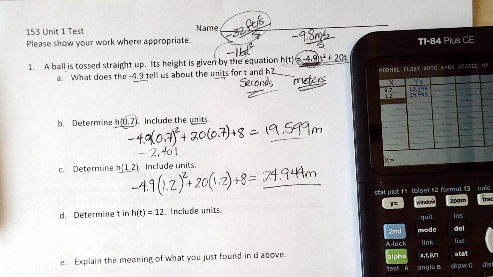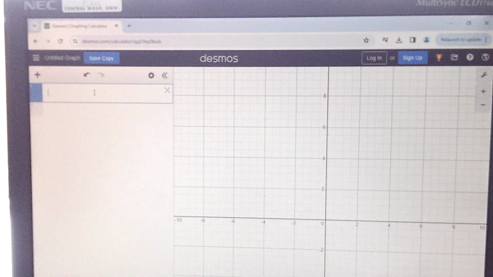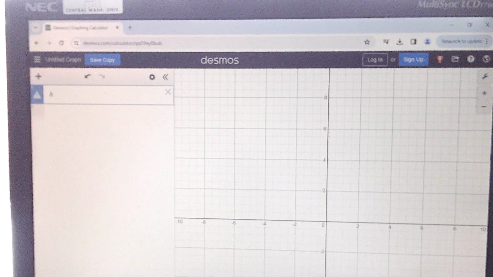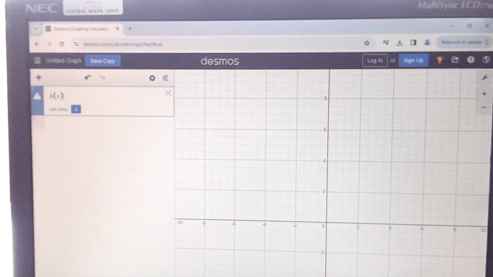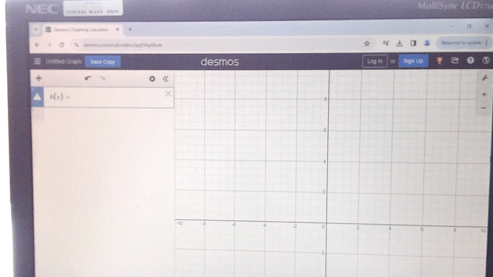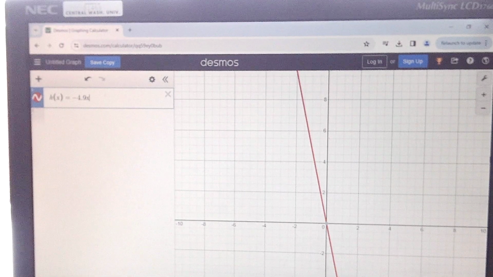Okay? Now I can do the same thing on Desmos. So I've got Desmos over here. Let's see if I can get the camera to point at it. And I can type in H shift parenthesis of x. It doesn't like t as the variable, it likes x, equals negative 4.9 x, and to get squared you can come down to the bottom.